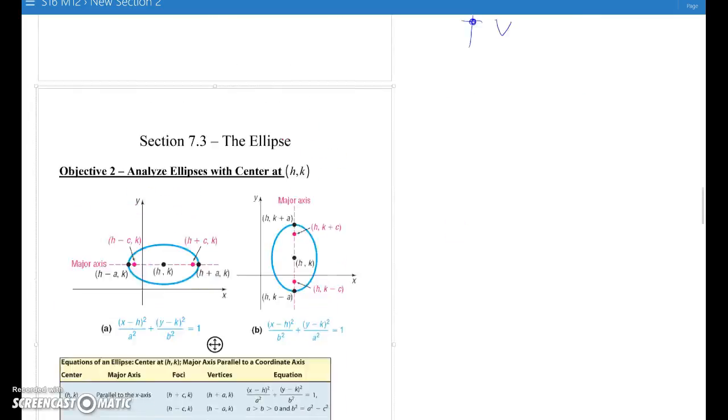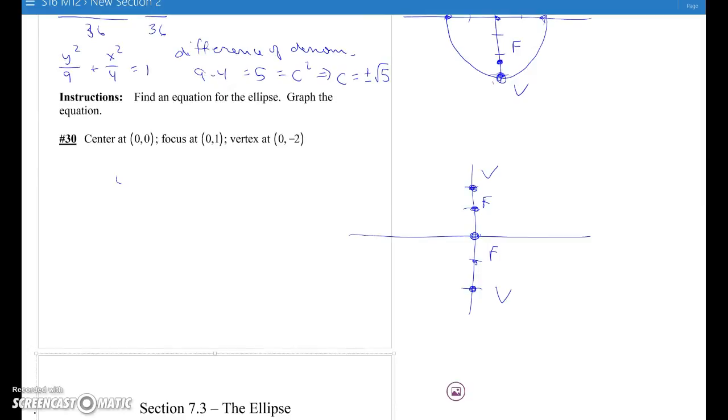So we can tell that already under the y squared term, we're going to have 4 because we have 1, 2, square that, that's 4. We have x squared over, we're not quite sure what yet. But we can see that because the vertices and the focus line up, you have vertex, focus, center, focus, vertex. That's always going to be the pattern for the ellipse. Vertex, focus, center, focus, vertex.